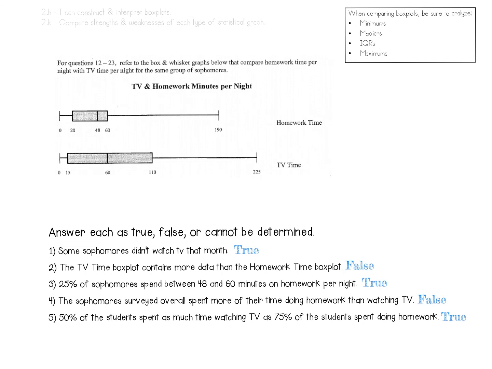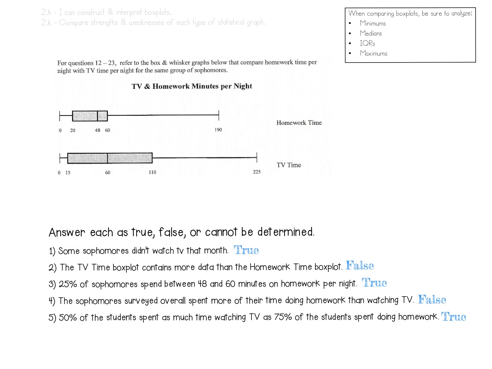All right, so some sophomores didn't watch TV that month. So when I look at this, I can see for TV time that there were some data points that fell at the 0. That was my minimum. So that means that there were some that watched 0 minutes of TV. The TV time box plot contains more data than the homework time box plot. So that is false.